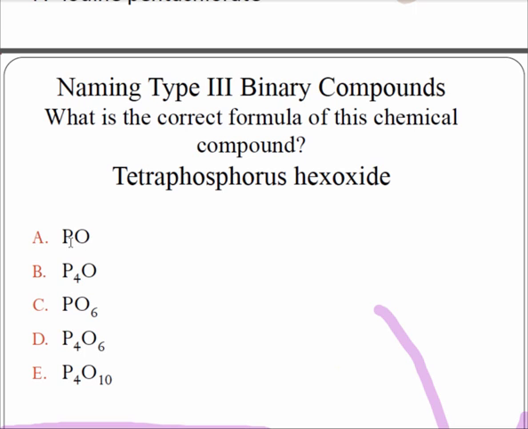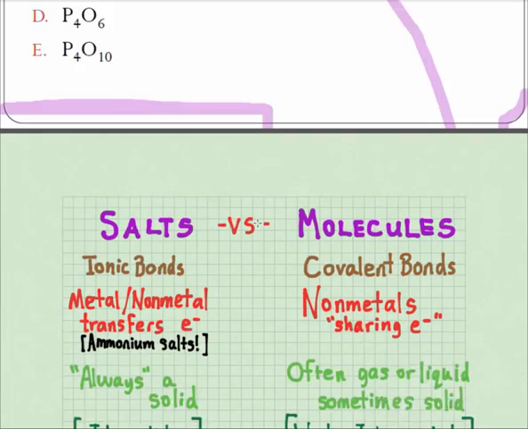You would name this one as tetraphosphorus hexaoxide. Oh yeah, tetra means 4 and hexa means 6. So how about this one? And that's a molecule, not a salt. So why do we care?